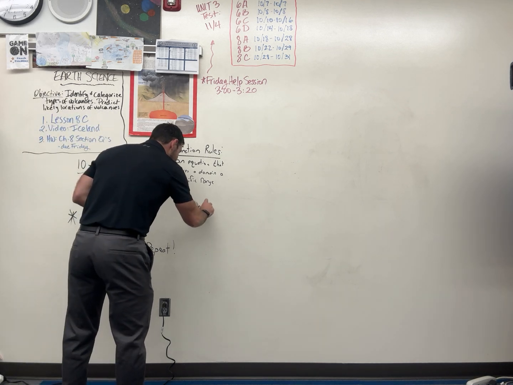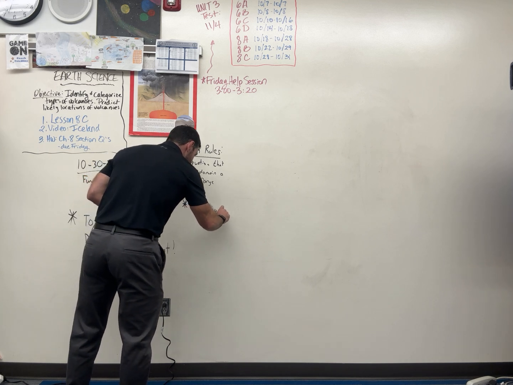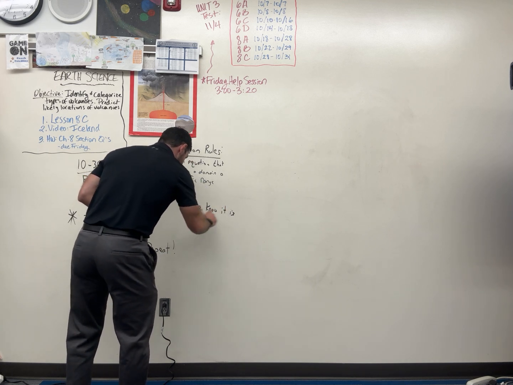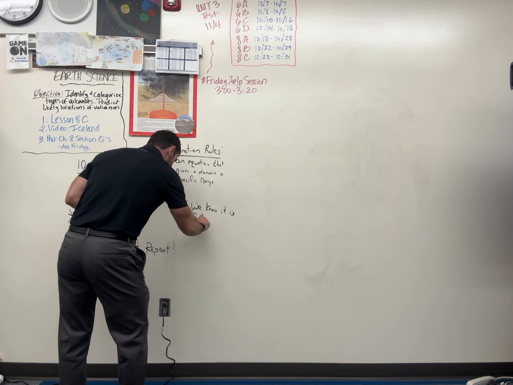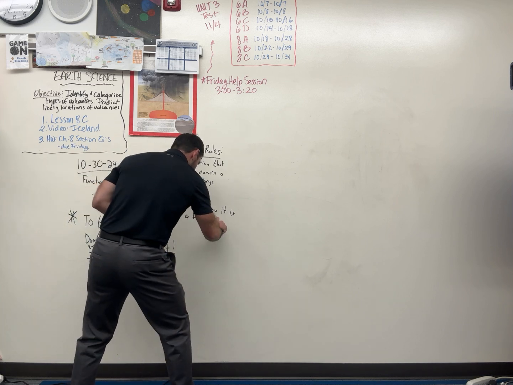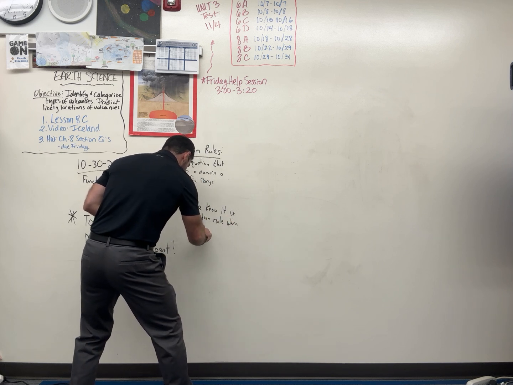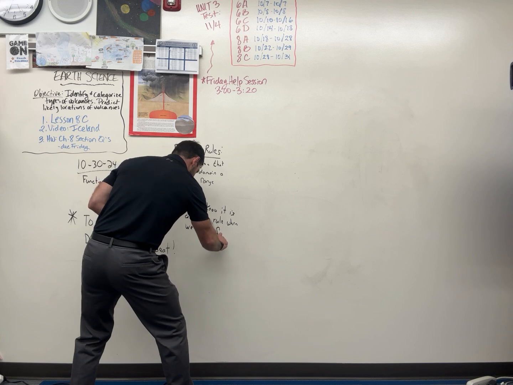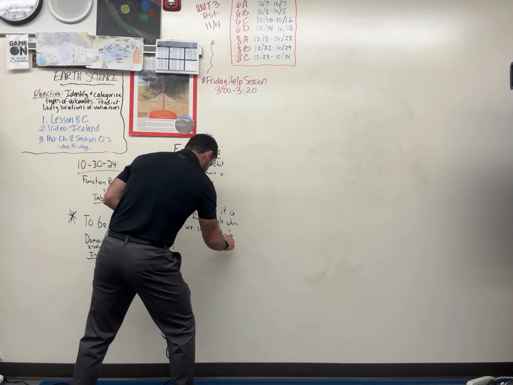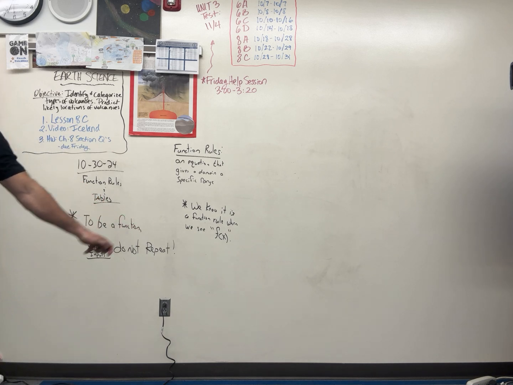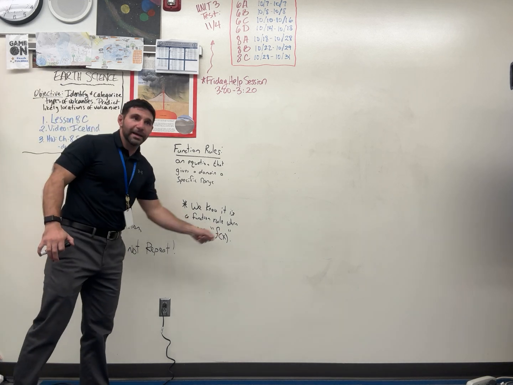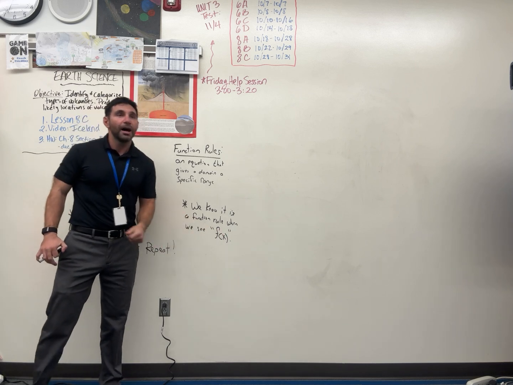So we know it is a function rule when we see this. And this is saying f of x, the function of x.